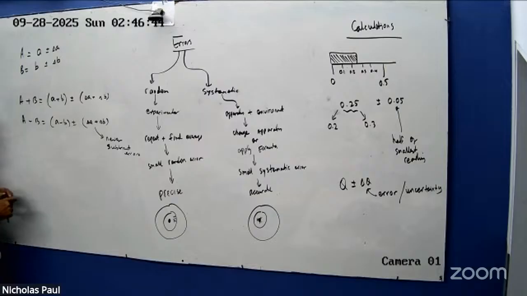Nice. Suppose we had something like this. Suppose we had a multiplication. Let's say we had A multiplied by A squared.